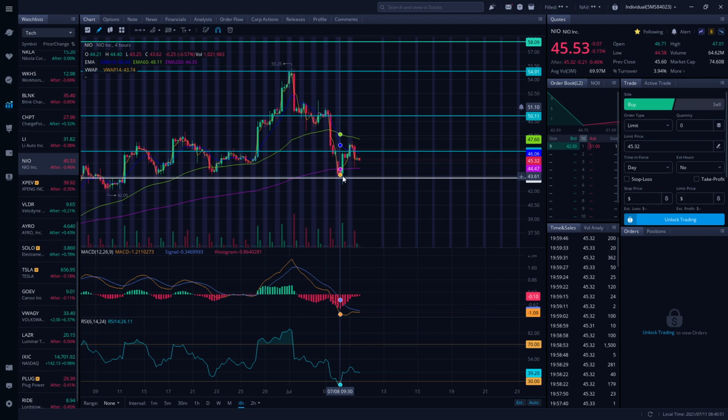And then we are testing our 200-day moving average, which is acting as a support. We need to break out. We definitely need to break out these two levels to have a clear indication. Once we break out and it comes to $50.11 and we hold, then we have an uptrend moving forward.